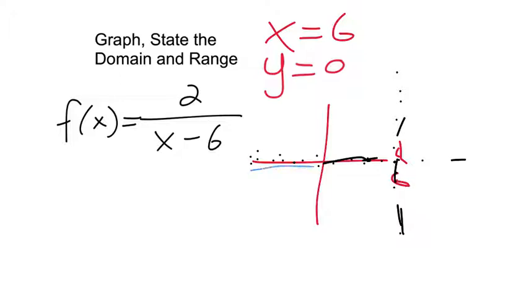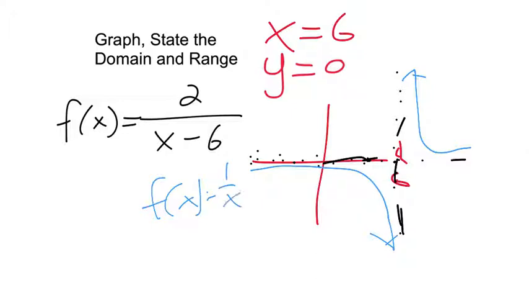Our graph is going to look something like this, because a reciprocal function should always look something like that. Like the basic reciprocal function f of x equals 1 over x, that looks like this. So this is really similar, it's just been transformed a few spaces. It's been transformed 6 spaces to the right.